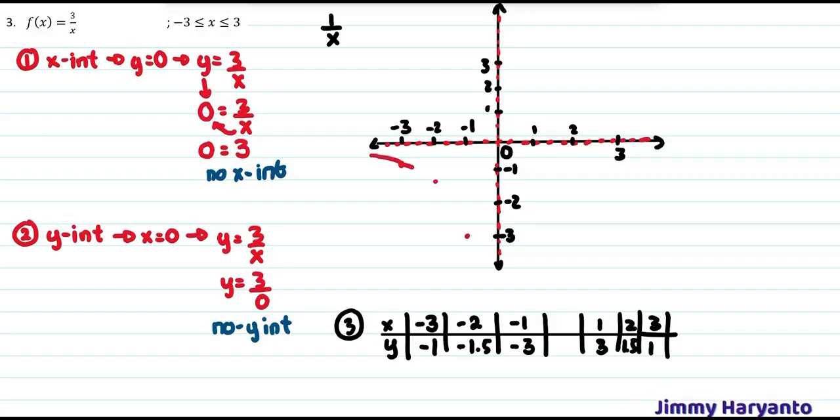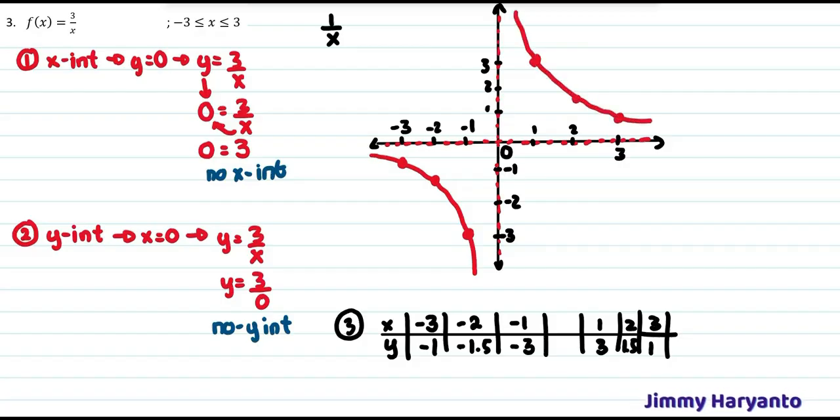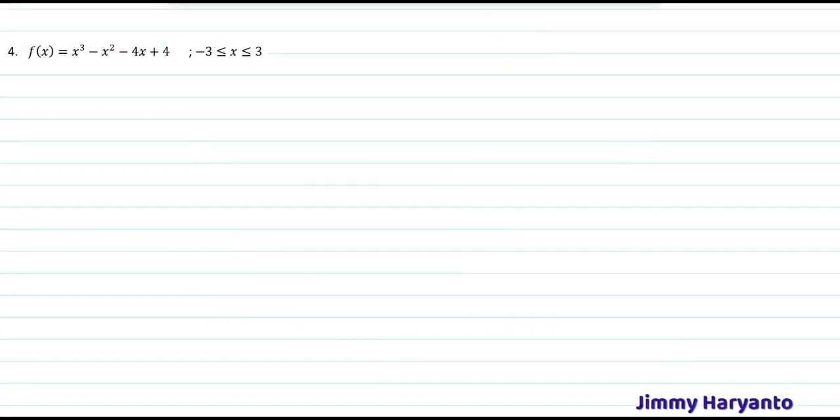Okay, so our first part will be like this. Just connect the points, and then the next one will be similar to that. Okay, so this is how you draw a graph, by finding the x-intercept, y-intercept, and also creating the table. This is the easiest method. Okay, next is example question 4.